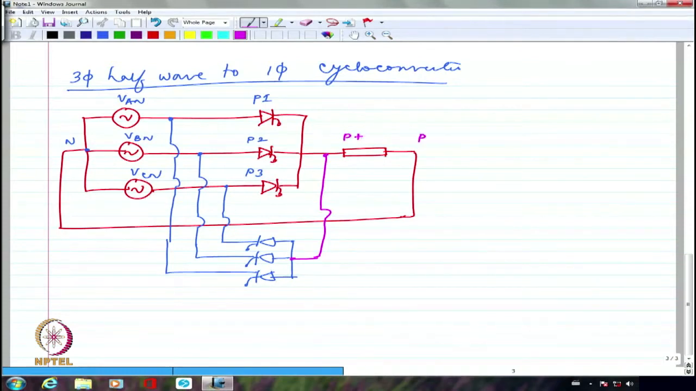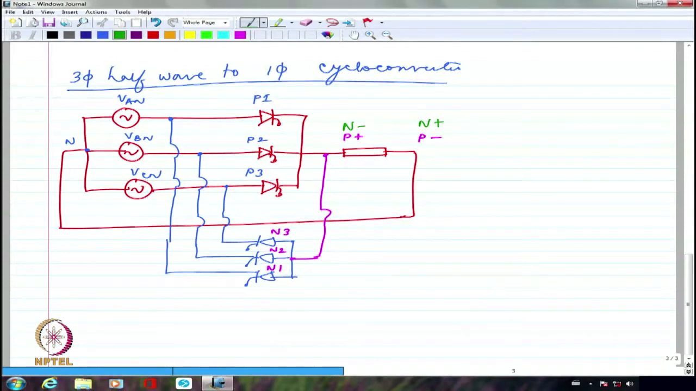Whereas if I try to fire, let me say this is N3, this is N2 and this is N1. So if I try to fire N1, N2, N3, I am rather going to have this as negative. So I should say this is N negative and this is N positive, because it is exactly connected in the opposite sense. But in this case, we will get only half-wave conversion.